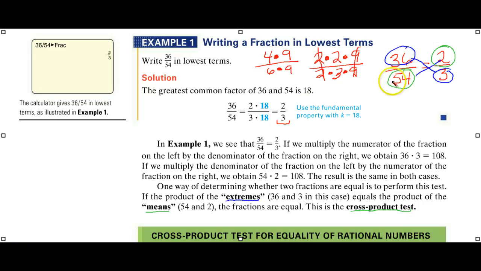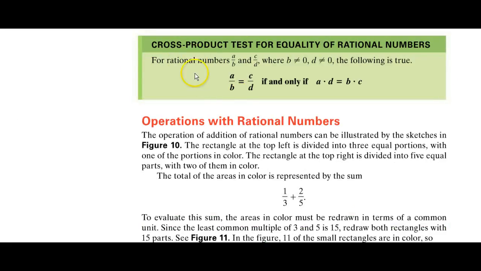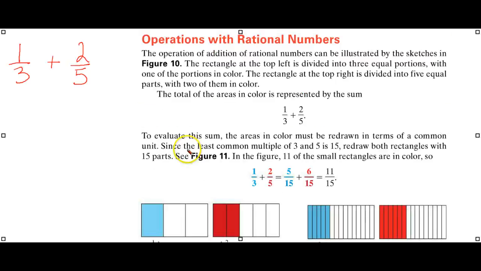And I can recall years ago saying the product of the extremes, the ones in blue, is equal to the product of the means. A little something. And here is the rule as the cross product test for equality of rational numbers. So A and D are the extremes, B and C are the means.